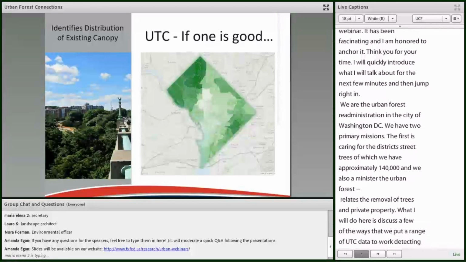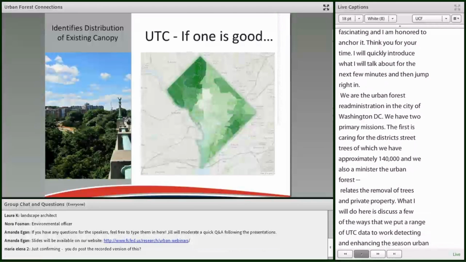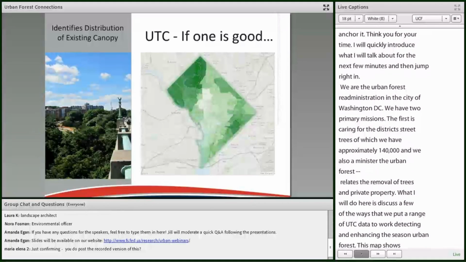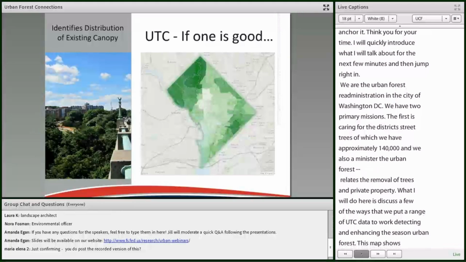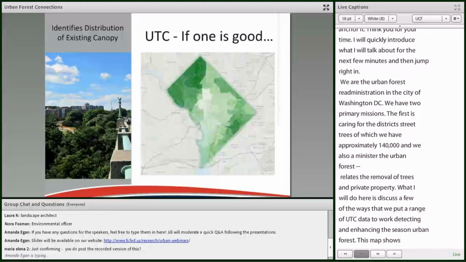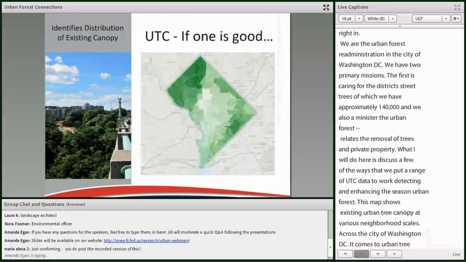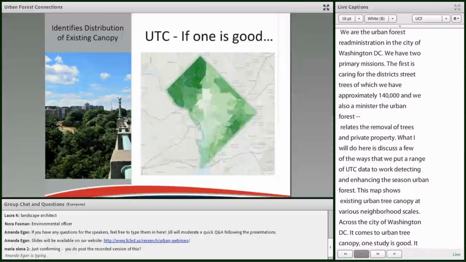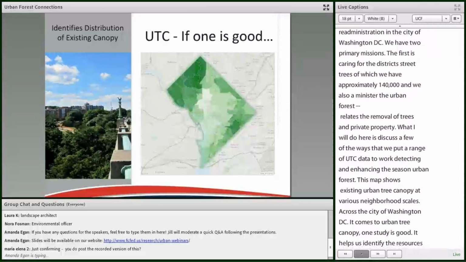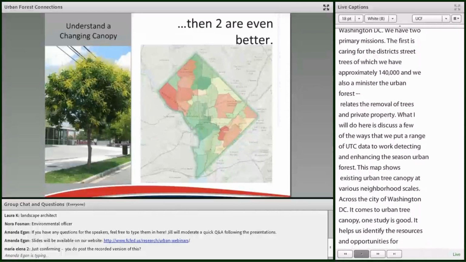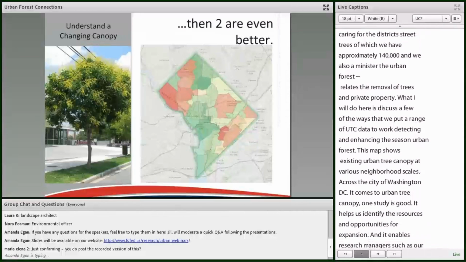Okay, so this map shows existing urban tree canopy at various neighborhood scales across the city of Washington. And when it comes to urban tree canopy, one study is good. It helps us identify the distribution of canopy resources and opportunities for expansion. And it enables resource managers, such as our group, to plan for canopy stewardship. But if one of these studies is good, then two are even better.